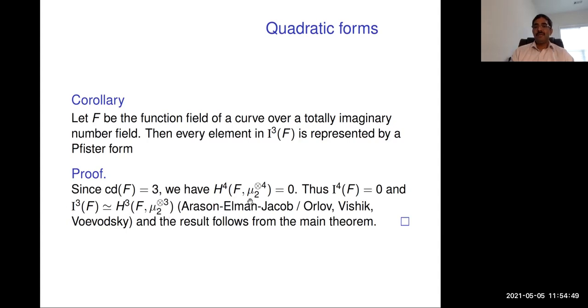Actually, this is already a theorem due to Arason, Elman, Jacob. It was proved, I think, in the 80s, where they prove it for any field of cohomological dimension 3. Or you can use the Orlov-Vishik-Voevodsky theorem, which is true for any field. And the result follows from our main theorem, because everything in H3 is a symbol. Therefore, everything in I3 comes from a symbol here, so it's an n-fold Pfister form, a 3-fold Pfister form.